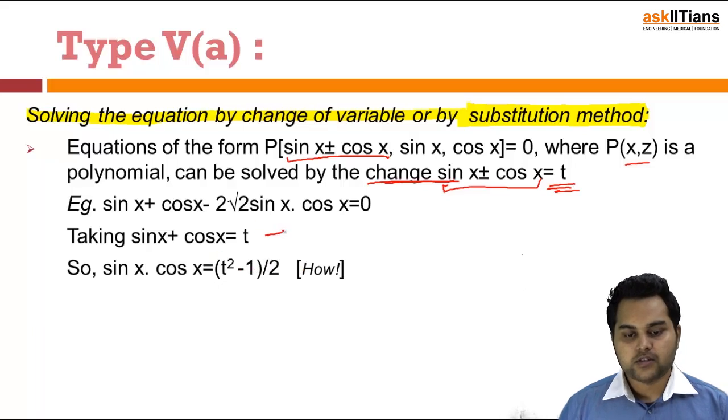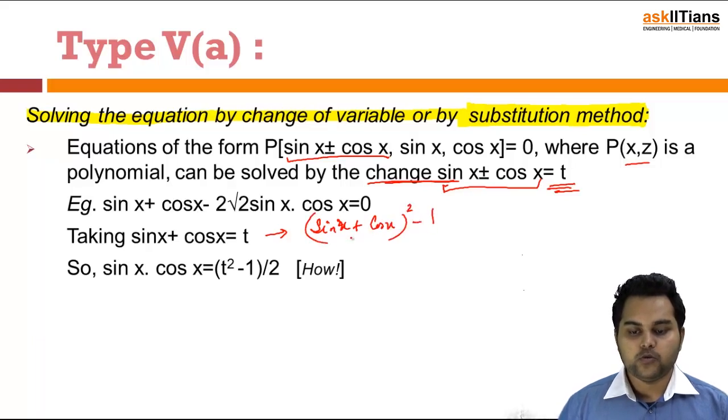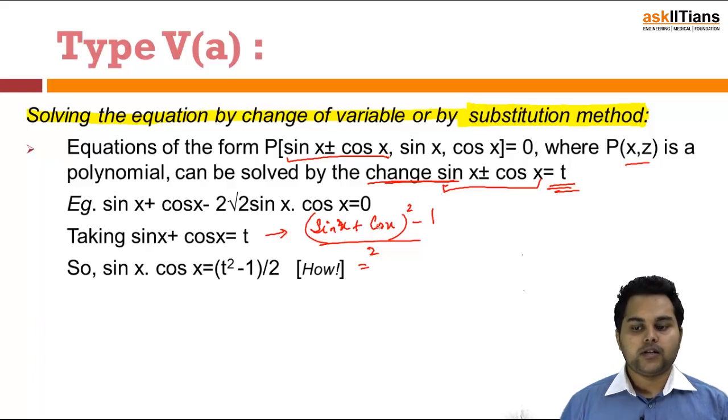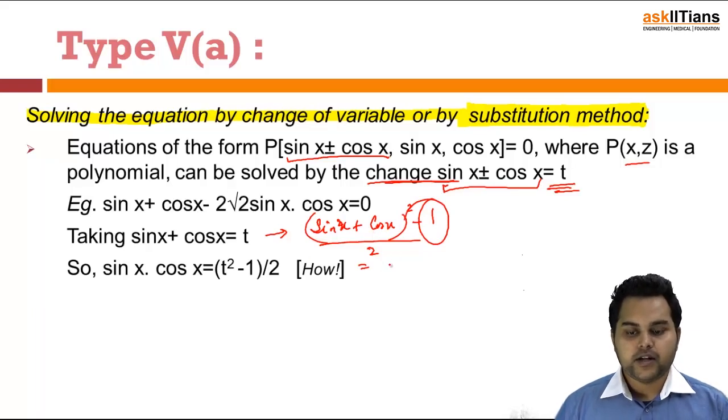The reason is very simple. If I put sin x plus cos x being equal to t in t square minus 1 over 2, it would give me sin square x plus cos square x plus 2 sin x cos x minus 1, all over 2. Now sin square x plus cos square x is 1, that would cancel out with the numerator's negative 1. I will be left with 2 sin x cos x over 2, and I would get sin x cos x.